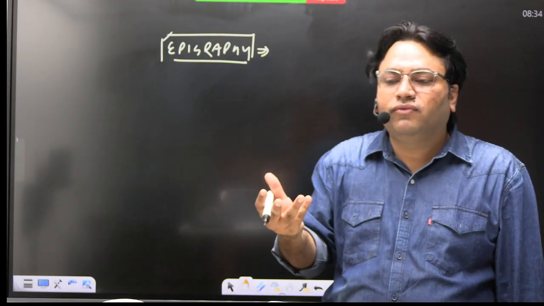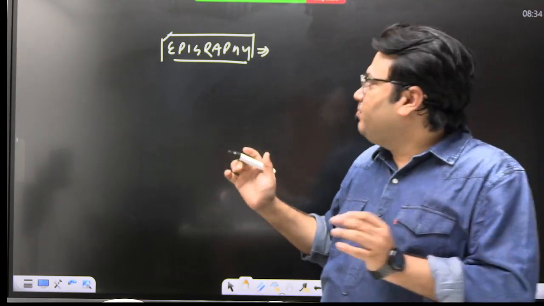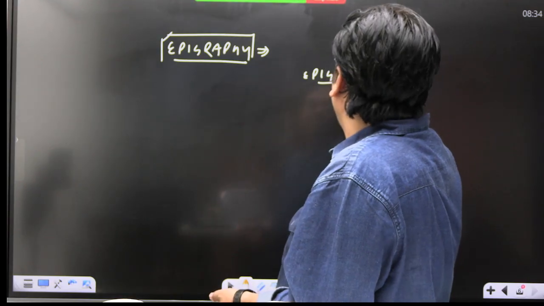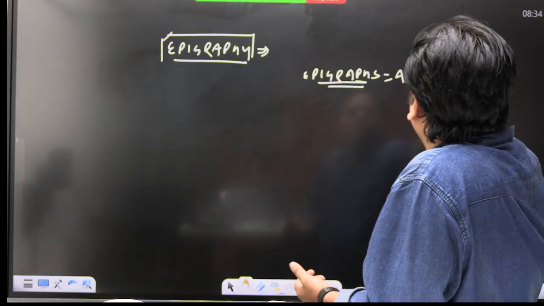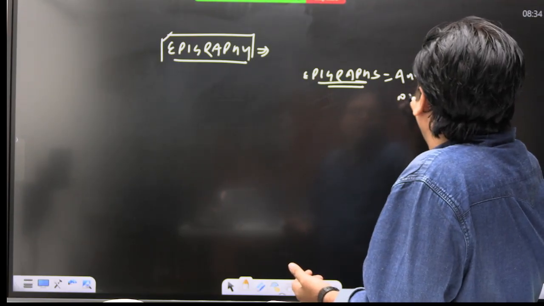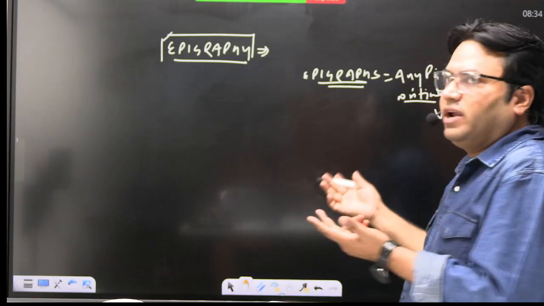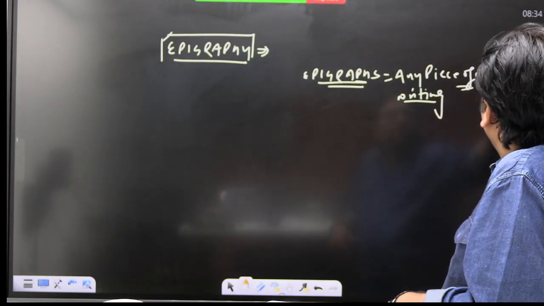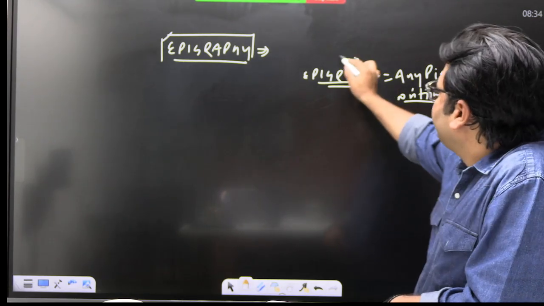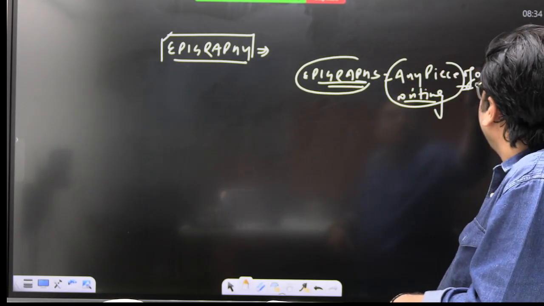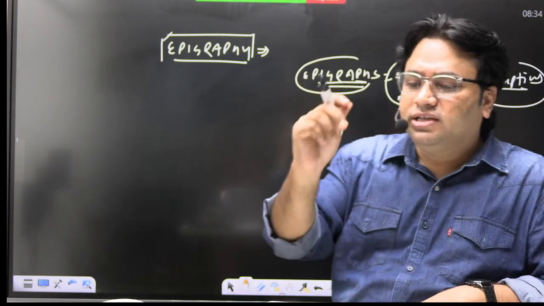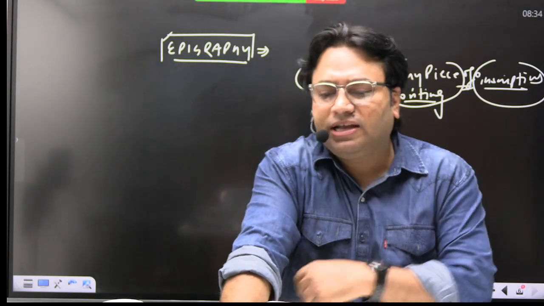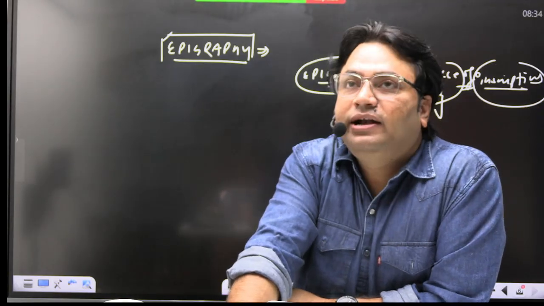That is also called what? Epigraphs. Any piece of writing. For example, I am using the word epigraphs. What is this epigraph? Epigraph means any piece of writing. Very simply, epigraph is any piece of writing, and any piece of writing is also called an inscription. See how easy it is, this is a very easy concept. Now, just imagine the developments in ancient India.